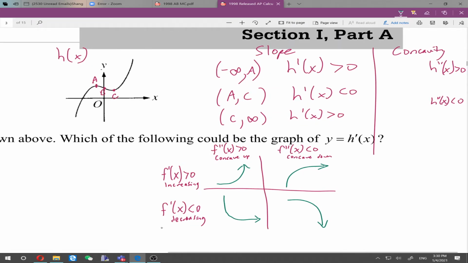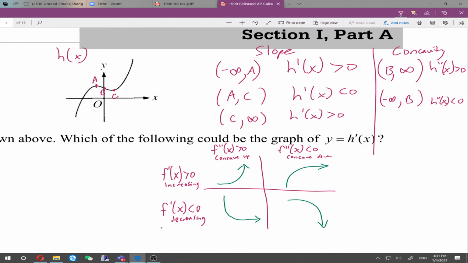From what point to what point am I concave up? C to infinity. Okay, you're right, but there's more points, so our start point isn't at C. B to infinity. B to infinity, we're concave up. And when are we concave down? Negative infinity to B. Perfect.